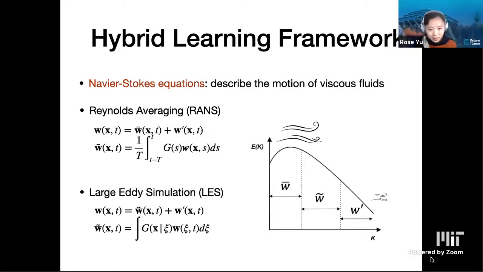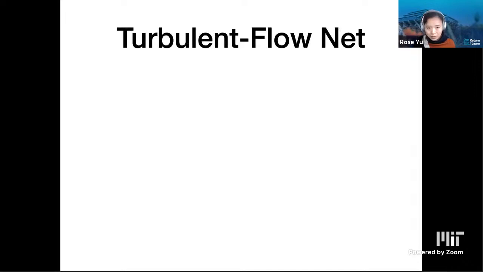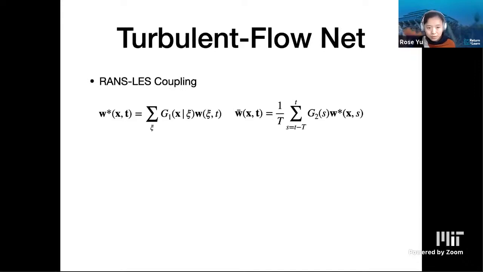Okay, so we were here, right? So yes. We talked about the idea of Reynolds averaging and large eddy simulation, using multi-scale decomposition of turbulence. So there is also a combined approach that combines the RANS and LES methods that leads to the RANS-LES coupling. This decomposes the velocity field into three components using the spatial filter and the temporal filter. So that's the spatial filter G1 and the temporal filter G2.